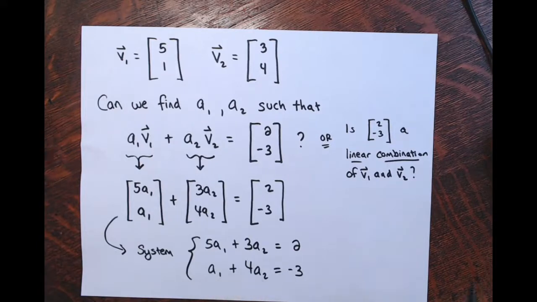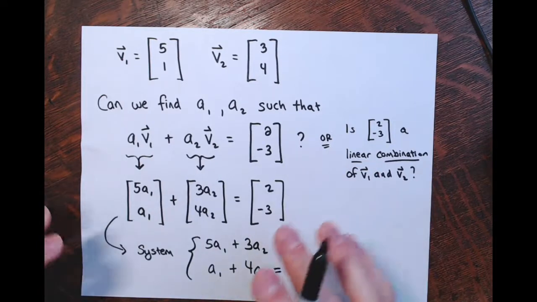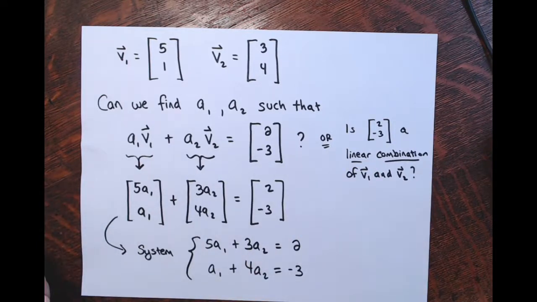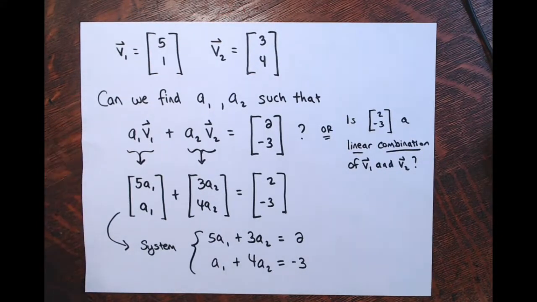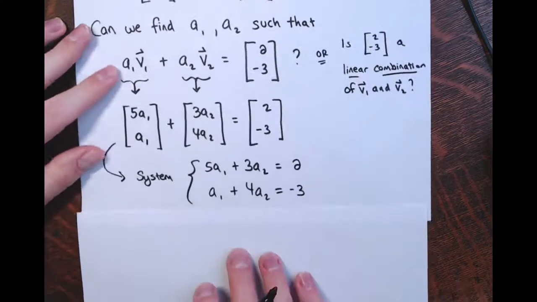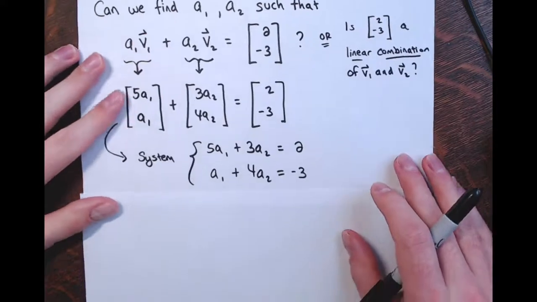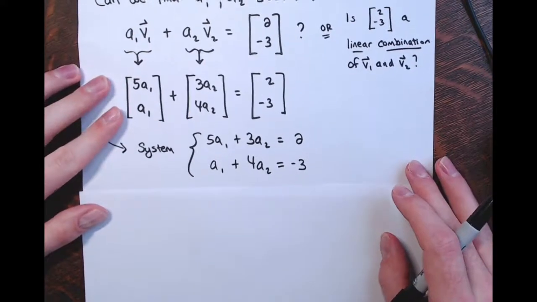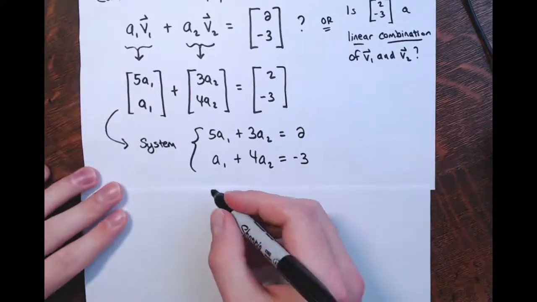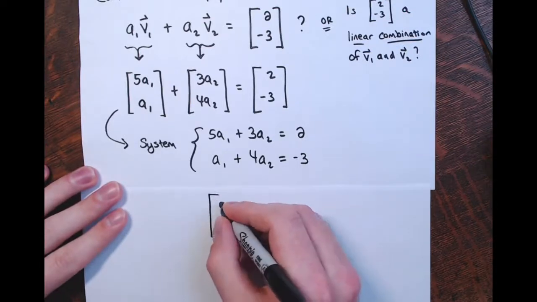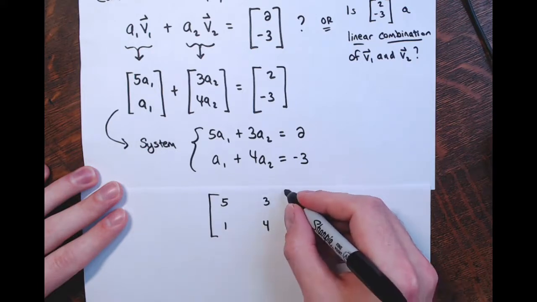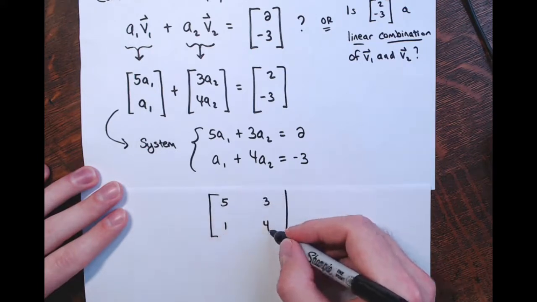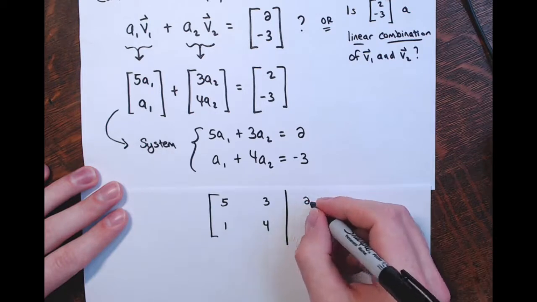And we've already seen how to solve systems, and really that's what it's going to boil down to. A lot of stuff we do in this course is going to boil down to solving a system of equations. And we know how to do this. Now you could do this through elimination, through substitution. I'm just going to do it the way we've been taught to do it. Make a little augmented matrix. 5, 1, 3, 4: the coefficients of a1, the coefficients of a2, and then the constants over here.